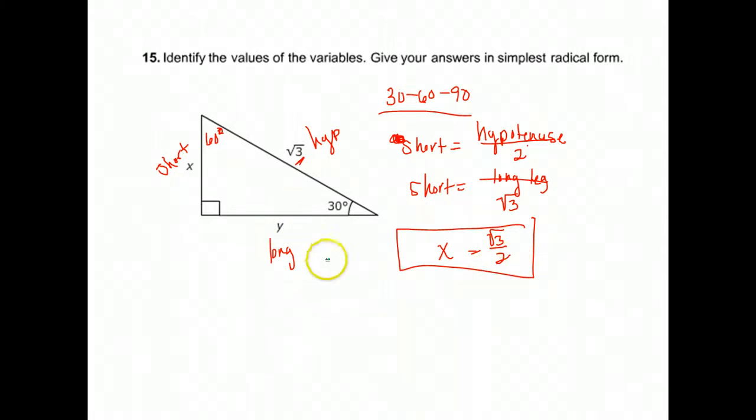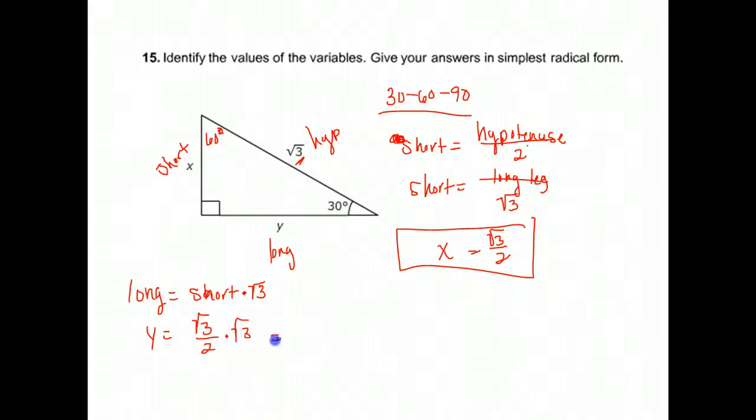Next, we need to find y. Y is our long leg. The equation we can use for the long leg is always the short leg times the square root of 3. So y is the short leg, which we just found was root 3 over 2, times the square root of 3. Root 3 times root 3 gives you the square root of 9 over 2, and the square root of 9 is 3. So we end up with x being the square root of 3 over 2, and y just being 3 over 2.